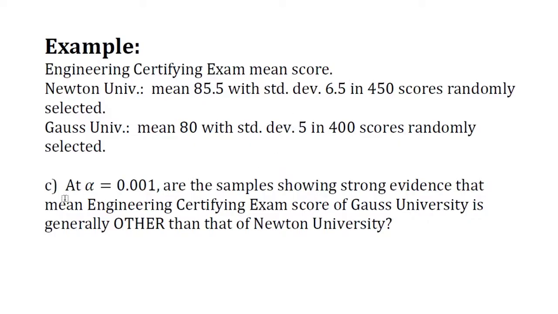And now we are at part C of our current example. Again, all that same sampling information remains the same. Here we are at our question C, which is asking, at significance level 0.001, are the samples showing strong evidence that the mean engineering certifying exam score of Gauss University is generally other than that of Newton University. Aside from this term "other than," which is different from part A, this question really is a repeat of problem A that we have done.